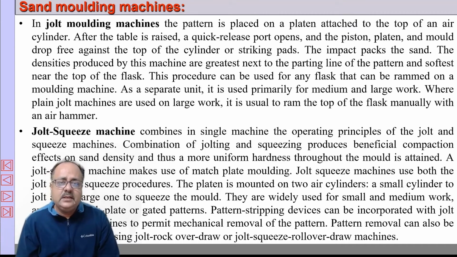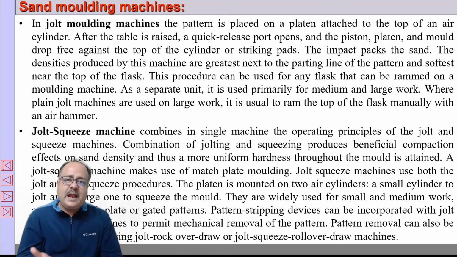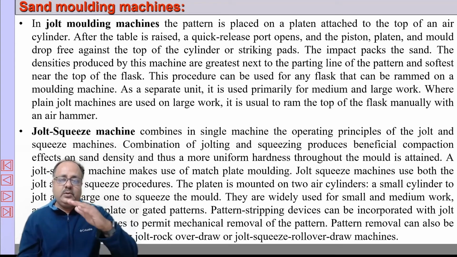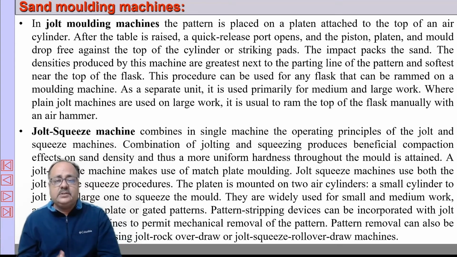In the jolt molding machine, the process is the same as squeeze molding. The only thing is that the lower platform is slightly raised and then released. So when it is raised and released, what happens? The sand falls in the flask, and therefore it becomes compacted inside the flask. Now obviously, if you lift and give a jolt, then the area near the bottom, that is near the pattern, will have more density, whereas the top side, the side facing upwards, will have lesser density.